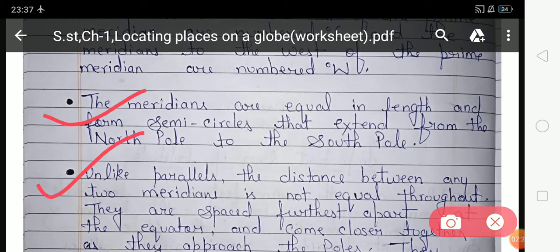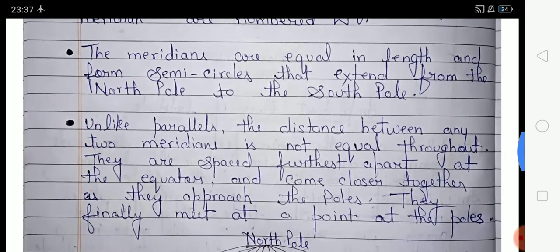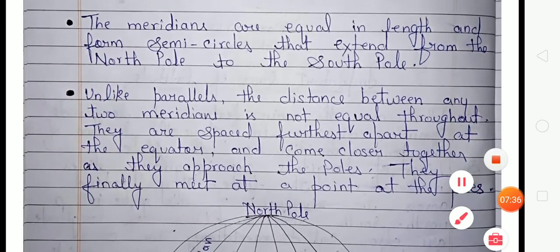Unlike parallels, the distance between any two meridians is not equal throughout. They are spaced furthest apart at the equator and come closer together as they approach the poles. They finally meet at a point at the pole. So student, lines of longitude are not parallel like lines of latitude because the distance is not equal throughout. They are spaced further apart at the equator and come closer together as they approach the poles. So they are not parallel lines.